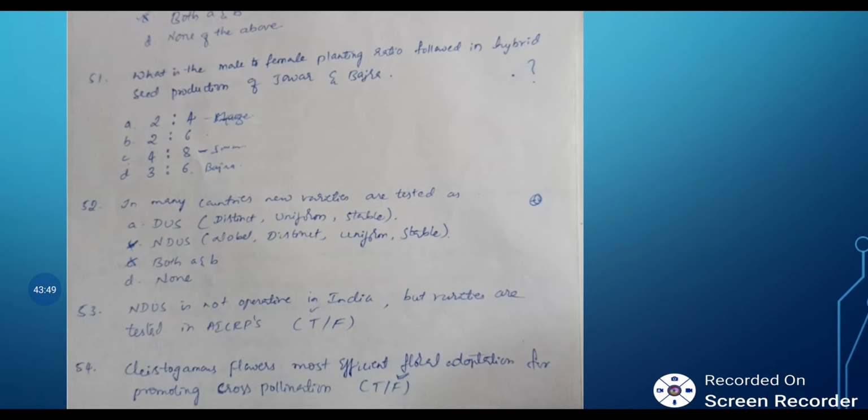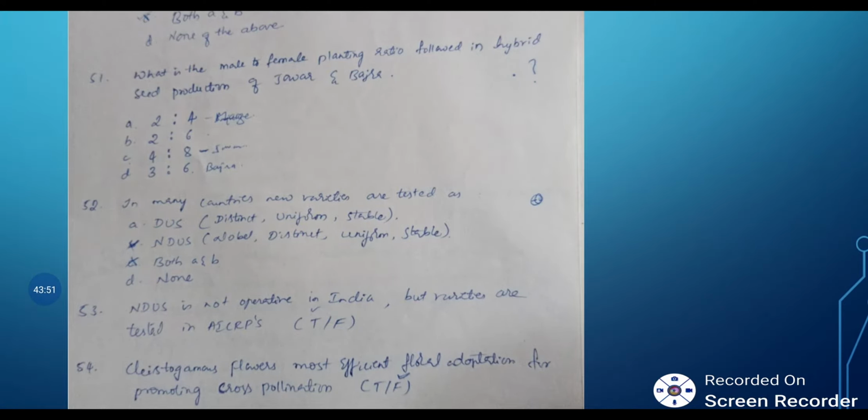Next question: what is the male and female planting ratio followed in hybrid seed production of jowar and bajra? This is generally 2:4. In many countries, new varieties are tested as: both A and B, and none. So remember, the answer is NDUS, that is novel, distinct, uniformity and stability.